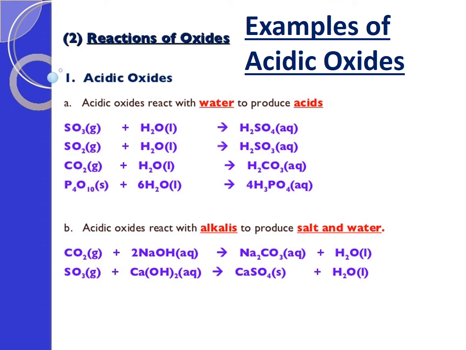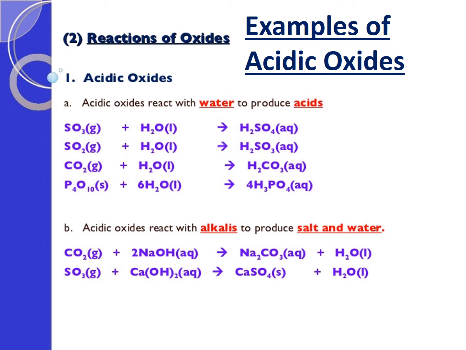Carbon dioxide, when it reacts with water, gives carbonic acid. Phosphorus oxide, P4O10, when it reacts with water gives phosphoric acid, H3PO4. It means acidic oxides, when they react with water, give acids. The next is the reaction of the acidic oxides with alkalis. When they react with alkalis they produce salt and water.